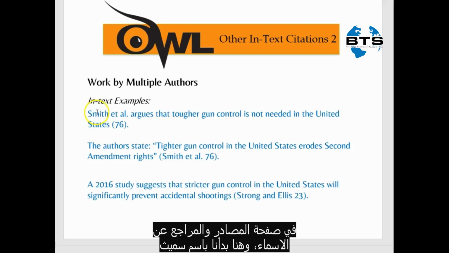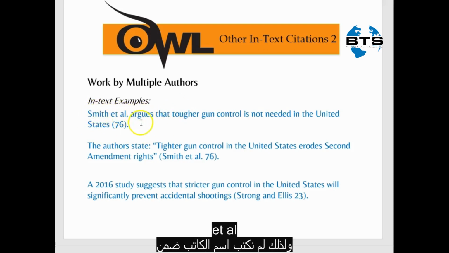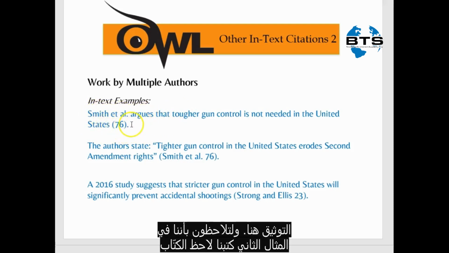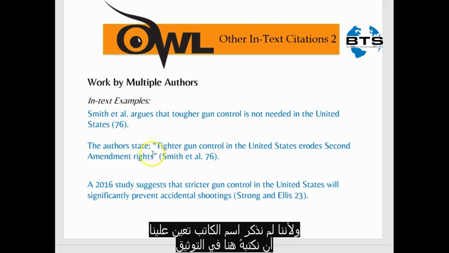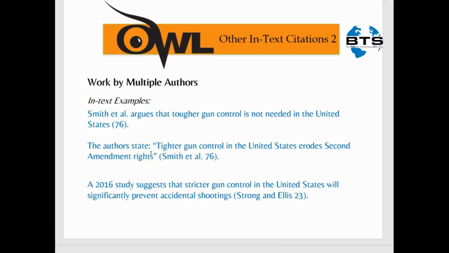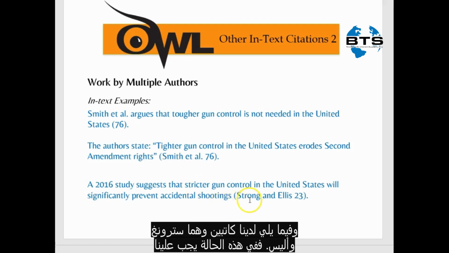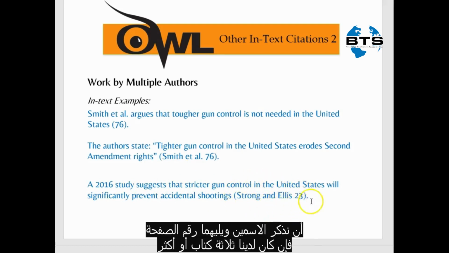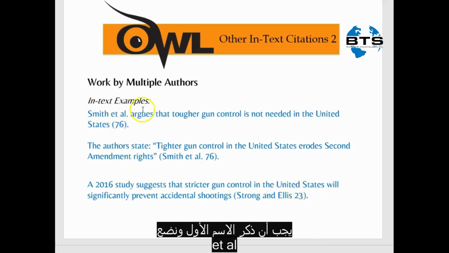Here, we started with Smith et al. argues. That's why we didn't put Smith here in the in-text or the parenthetical citation. Notice in number 2, the author states. This time we're not saying Smith, so we'll put it here within the parenthetical citation, the in-text citation. And then this one here has two authors, Strong and Ellis, Burke and Howell. So if it's two authors, use and list both, and then the page number. Again, if it's three or more, you're going to use et al.